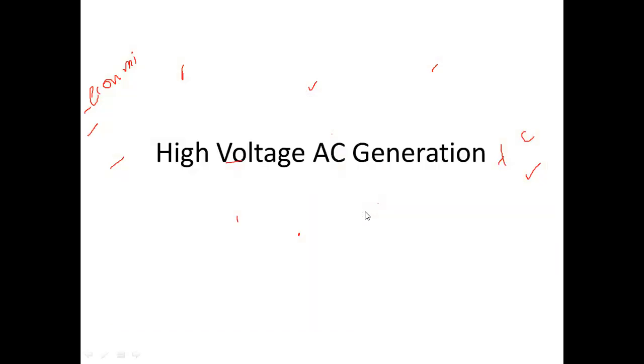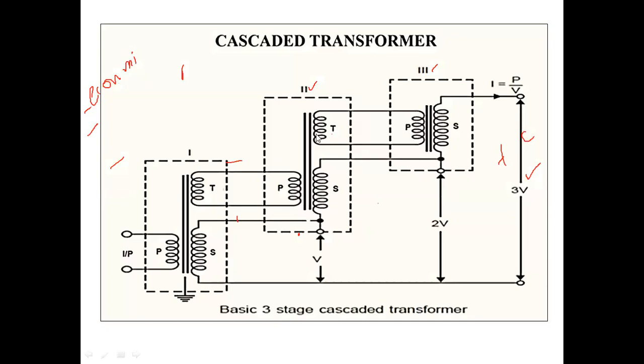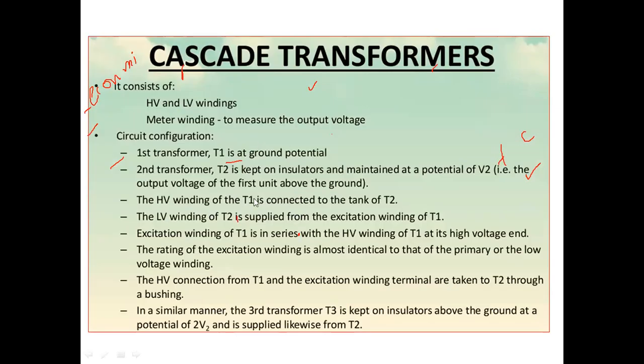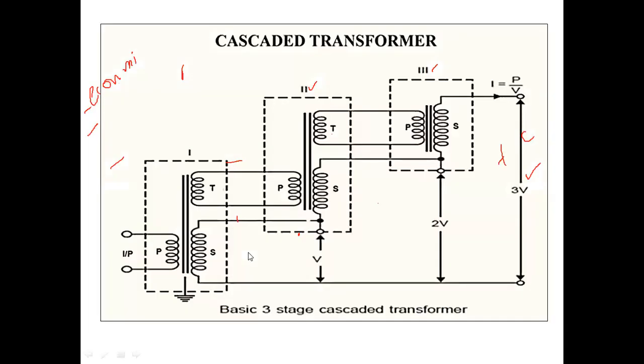These tertiary windings are actually the excitation winding for the transformers. The low voltage winding of T2 is supplied from the excitation winding of T1. The excitation winding of T1 is in series with the high voltage winding of T1 at its high voltage end. These are in series: look, the tertiary winding and the primary. So this is also called the excitation winding.